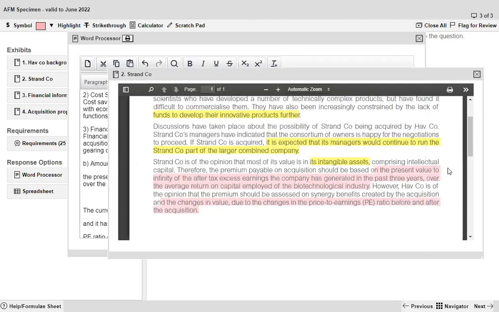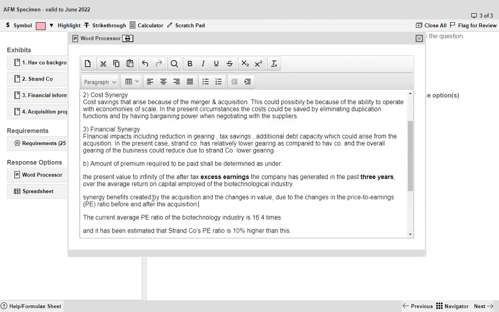The second one of them is that the premium should be assessed on synergy benefits created by the acquisition and the changes in value due to changes in the price to earning ratios before and after the acquisition.